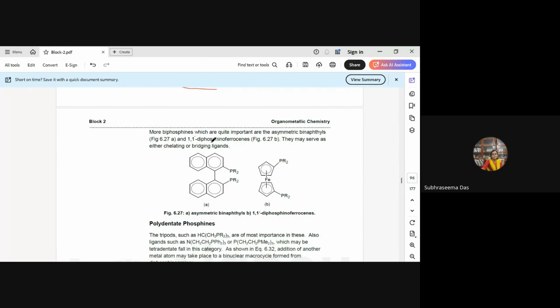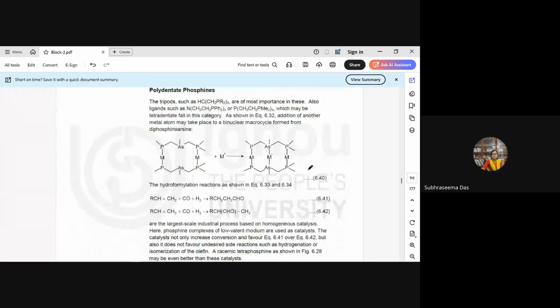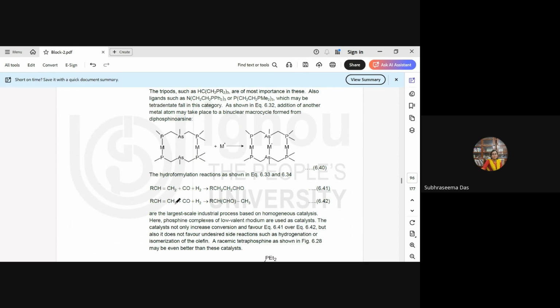Then biphosphines. Here are two examples. These are called asymmetric binaphthyls. They also serve as bridging ligands. This is an asymmetric binaphthyl and this is 1,1'-diphosphinoferrocene. Then we have polydentate phosphines. One particularly important example of polydentate is the CH2PR2 group, three of them. So these are polydentate phosphines.